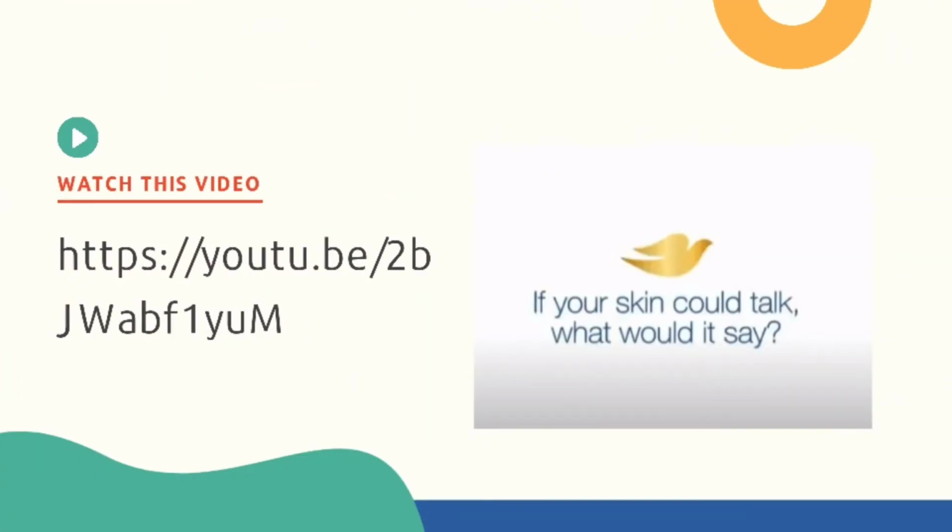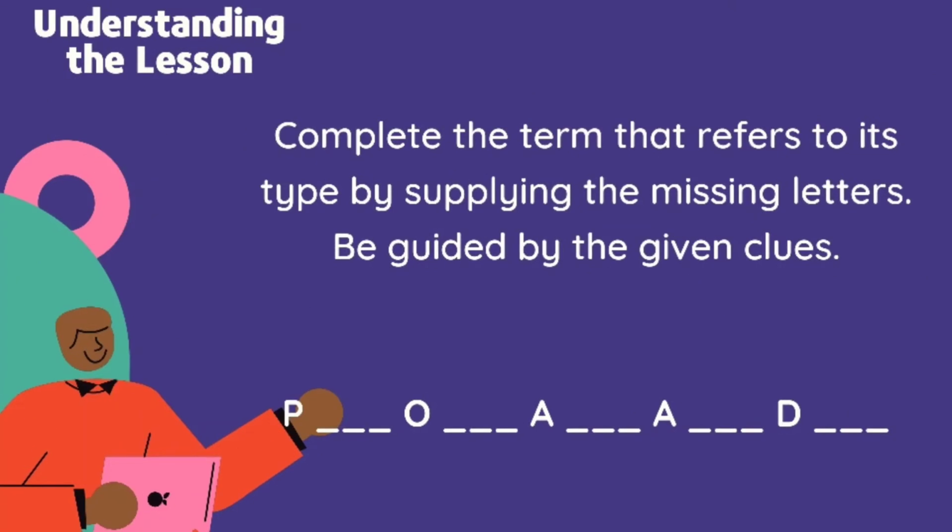This time, let's watch a video by visiting the link posted on the screen. After watching the video, complete the term that refers to its type by supplying the missing letters. Be guided by the given clues.